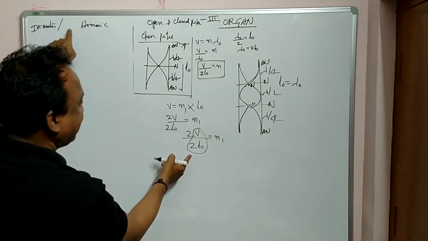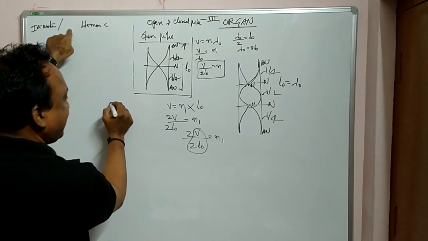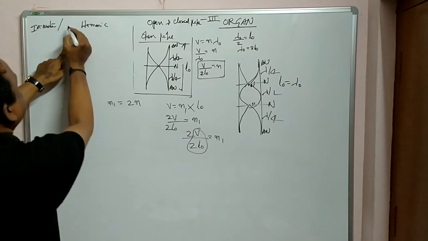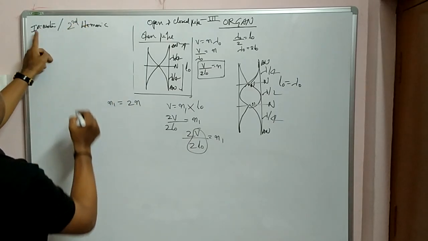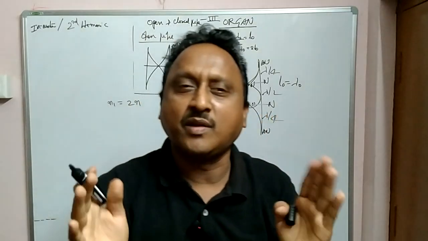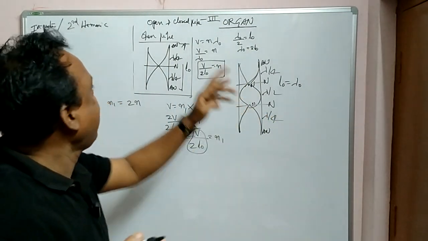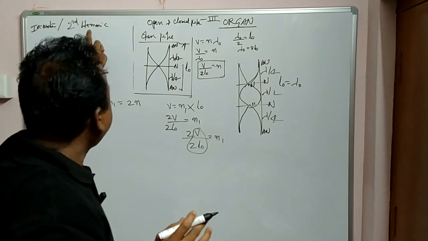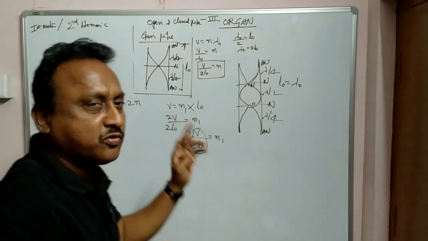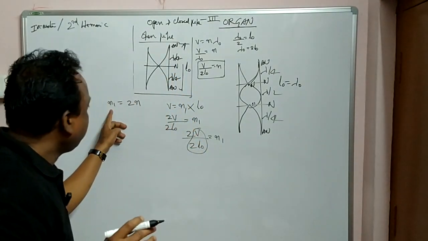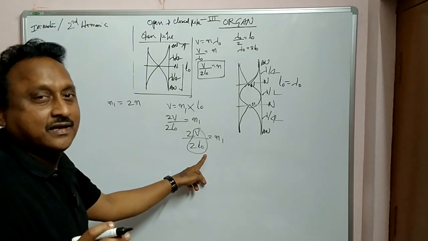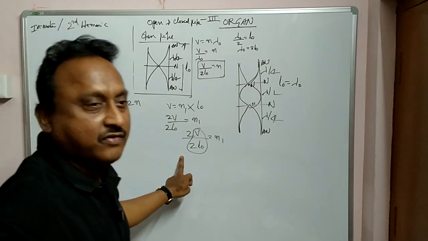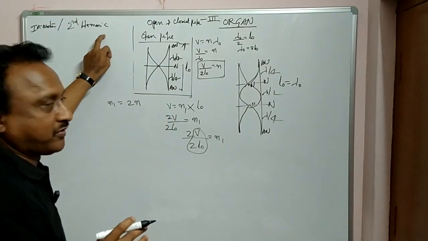And what happened? See, N1 I am getting as 2 times N fundamental. So this is the second harmonic, the first overtone. The formula is satisfied. It is the second harmonic or first overtone. Here it is satisfying. Second harmonic, you see, N1 is equal to 2 times N. But what is N1? Frequency of the first overtone, or it is also called the second harmonic.